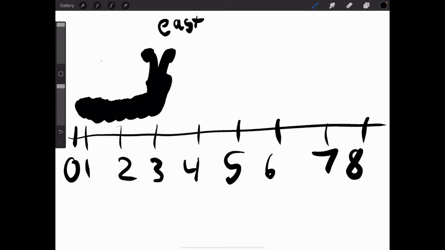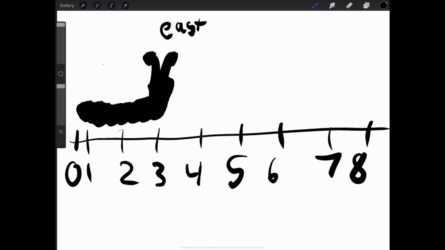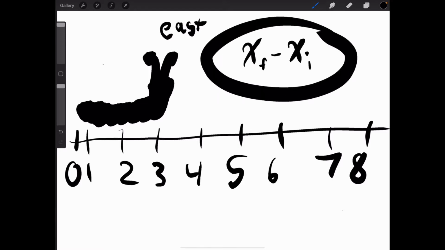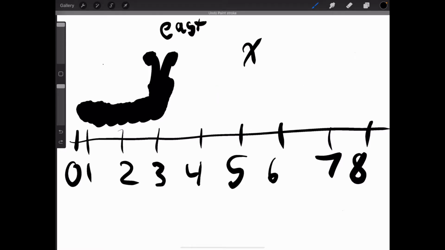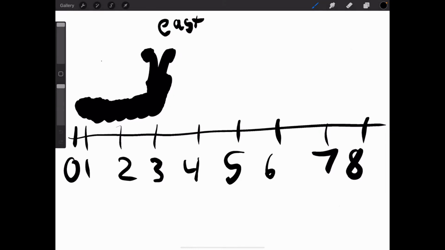Now we have to figure this out. If it went from 0 to 8, the formula for displacement is xf minus xi, which is final position, which is 8, minus initial position, which is 0. So 8 minus 0 is 8, and so the displacement would be 8 units east. Remember, displacement is a vector, so it needs direction.